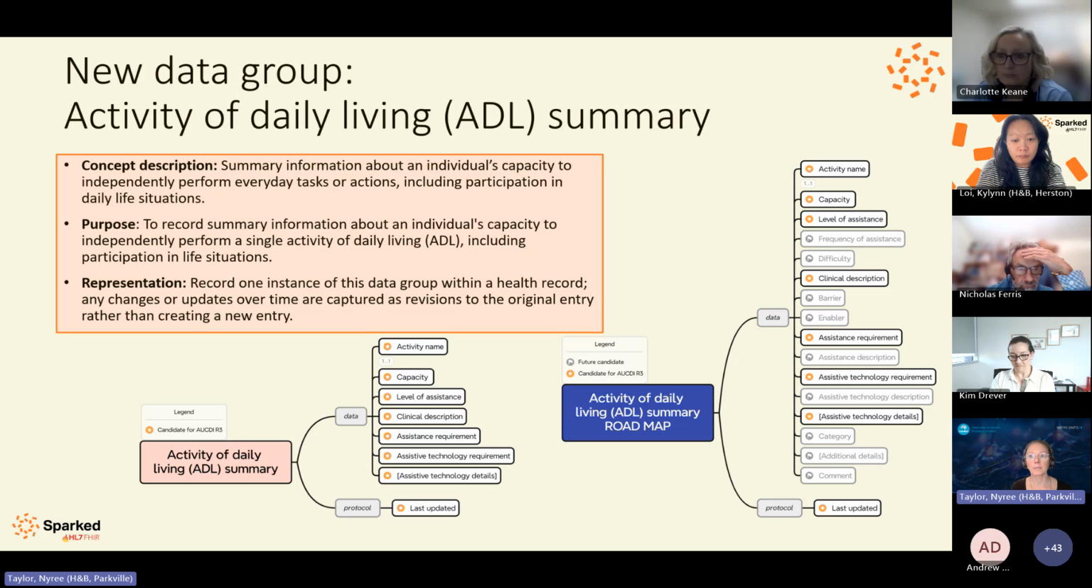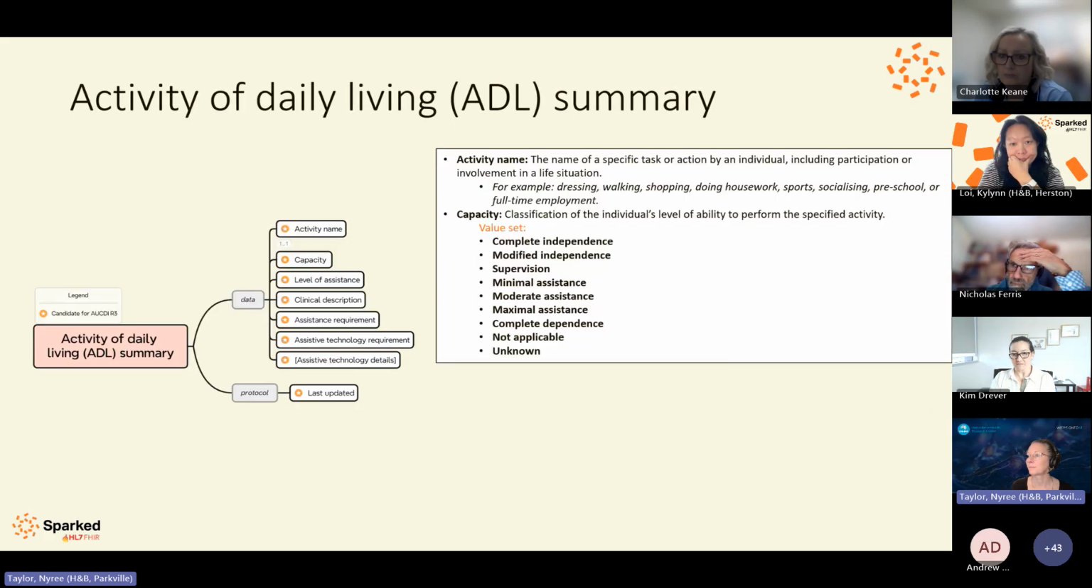But what I'm going to do now is take you through each of the data elements and provide a description for those. The activity name is the specific task or action by an individual, including participation in a life situation. So we're talking about dressing or walking or shopping or doing housework, participating in sports activities, socialising, or going to work, for example.